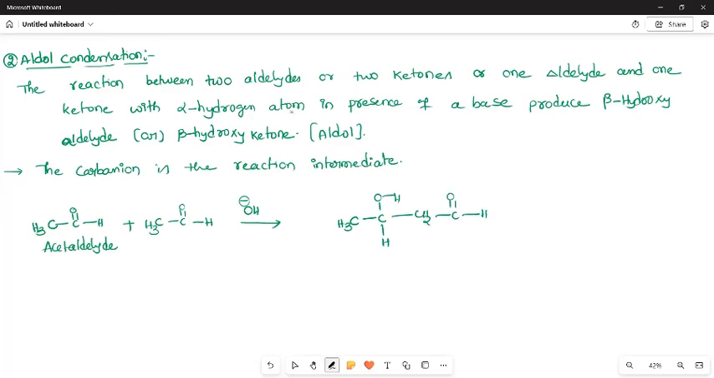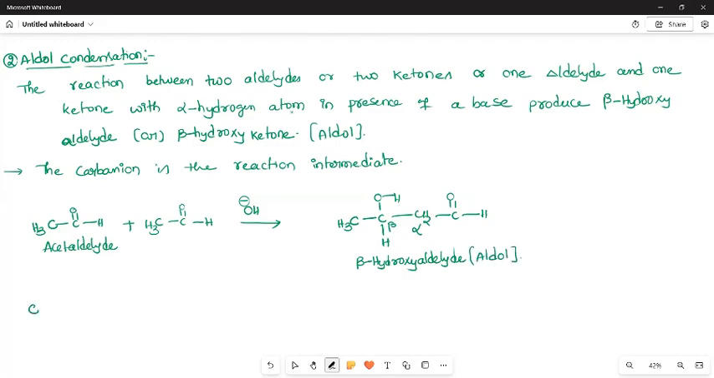The carbon adjacent to C double bond O is the alpha carbon and the next one is the beta carbon. Over the beta carbon you have OH. Hence this is beta hydroxy aldehyde. It is called aldol.